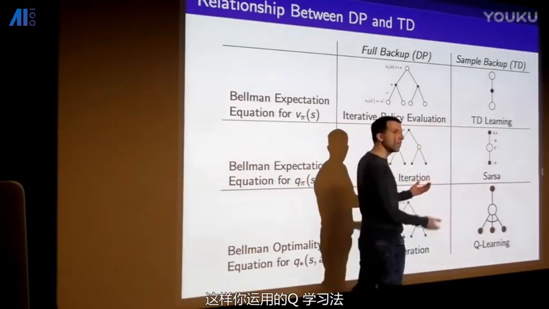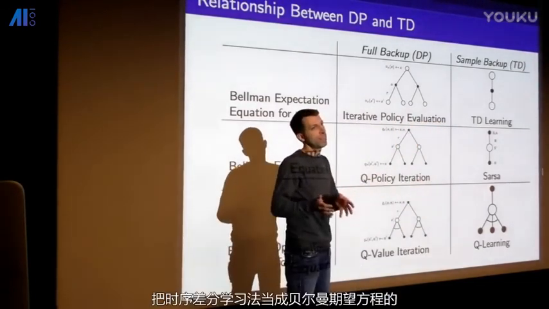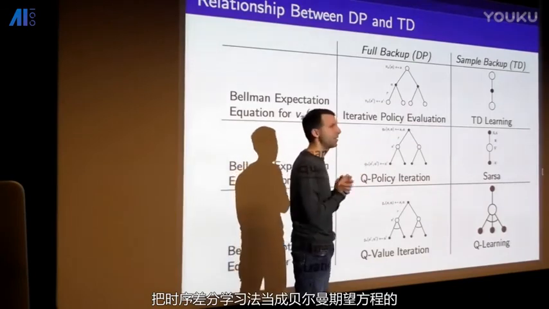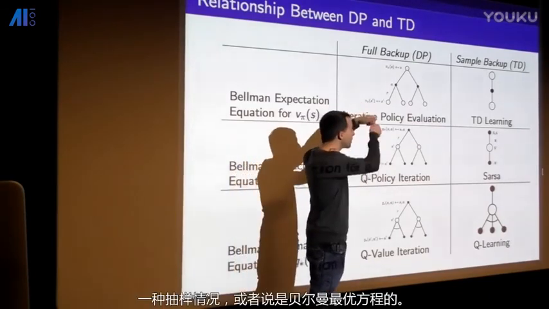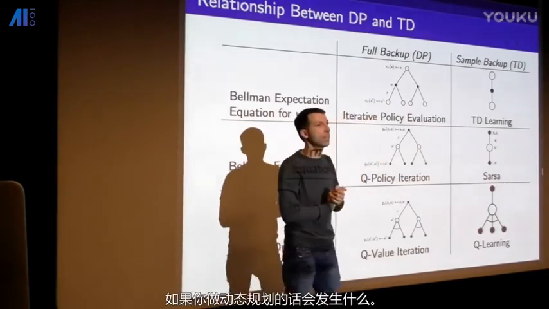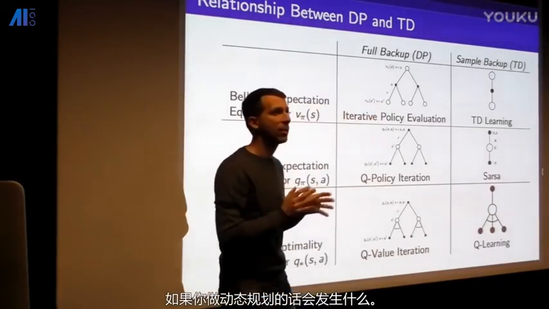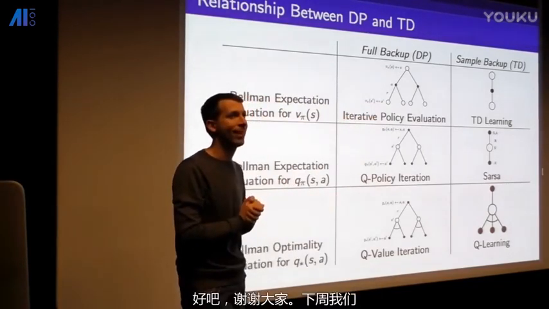So TD we can think of as samples of the Bellman expectation equations, or the Bellman optimality equations. They're doing a one-step sample of what would happen if you were doing dynamic programming. So that's just to tie things together.